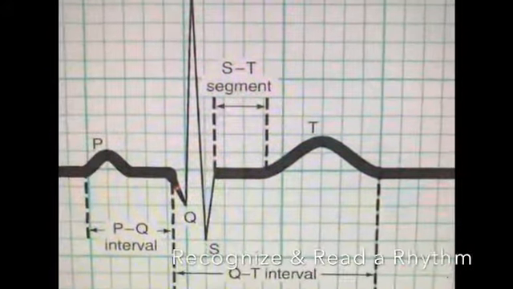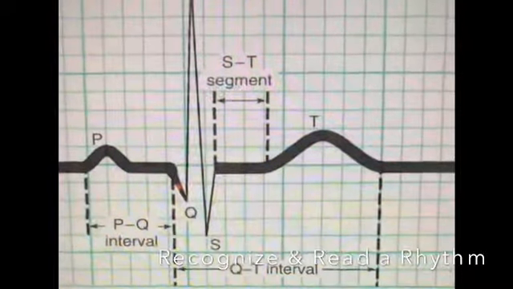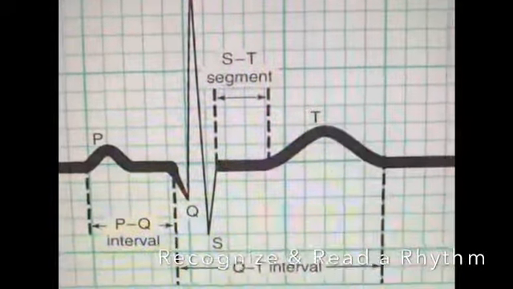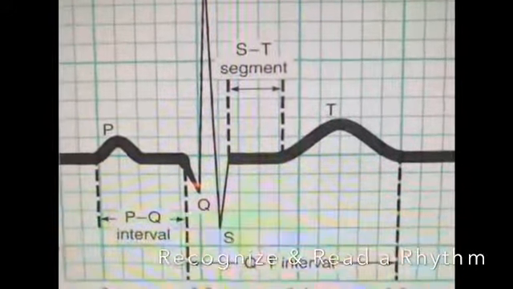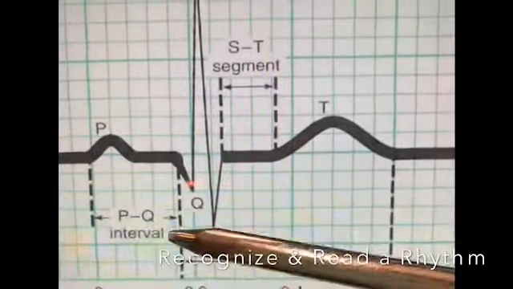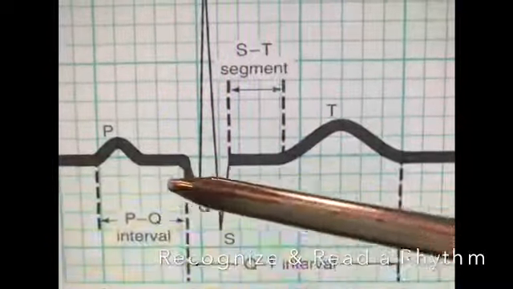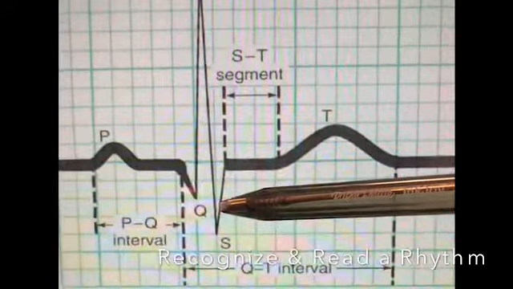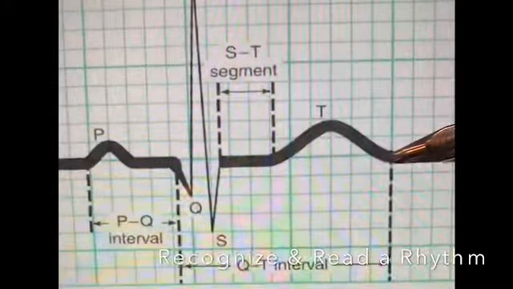Alright guys, so let's look at our strips and go back and remember what the P, Q, R, S, and T really mean, and what the heart is doing. So the PQ interval right here is basically the atrium of the heart squeezing, okay? And then the QRS is the ventricle of the heart squeezing, and then the T is the ventricles relaxing.